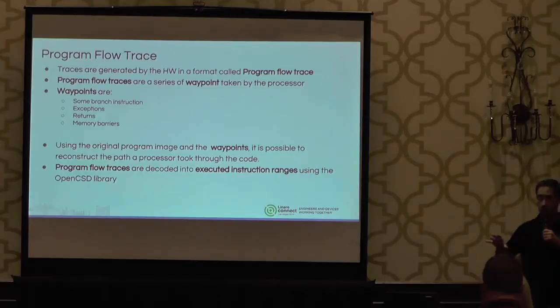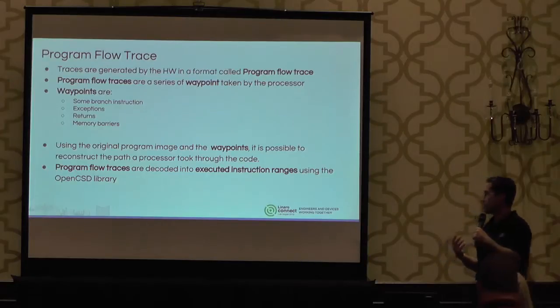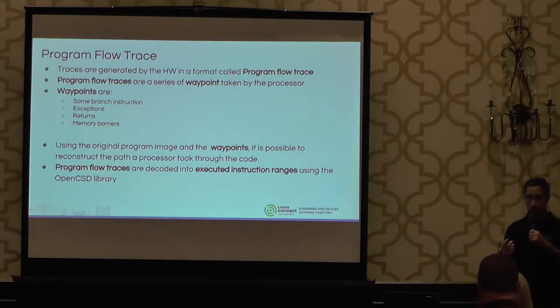We give those to the OpenCSD library that we'll see later in the session, and we get back executed instruction ranges, so ranges that the CPU has executed. Using the original program image, we are able to make the ranges map and pick out the path that a CPU has taken through the code. We'll give you an example of exactly that later in the session.